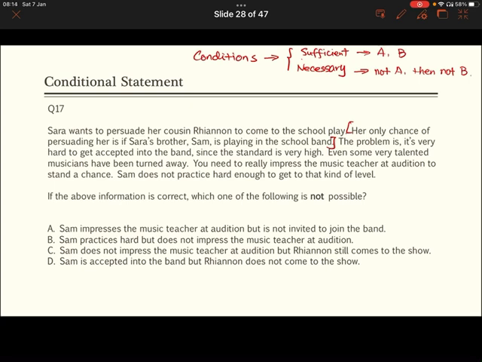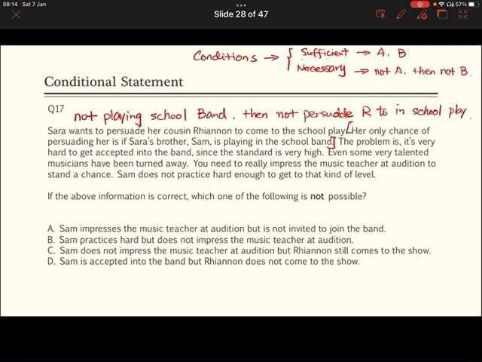if he's not playing in the school band, then we cannot persuade Rhino to be in the school play. That is what we can get from this sentence.